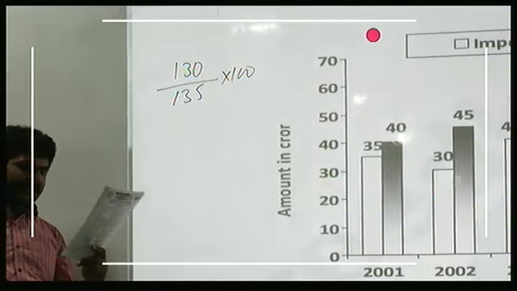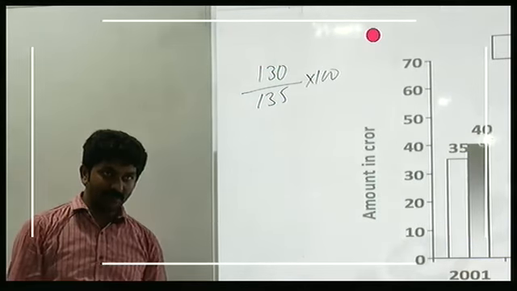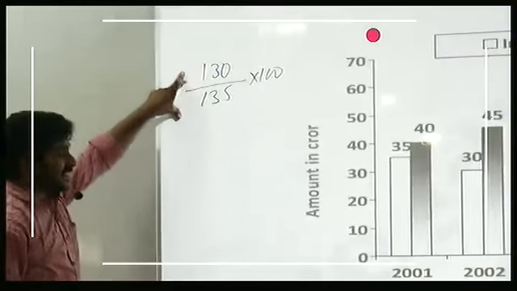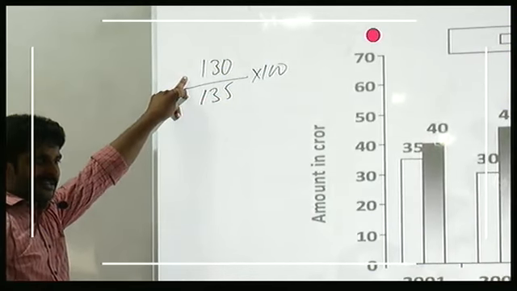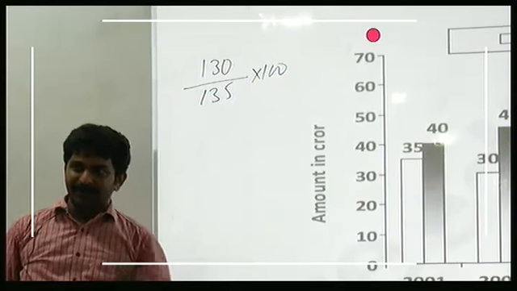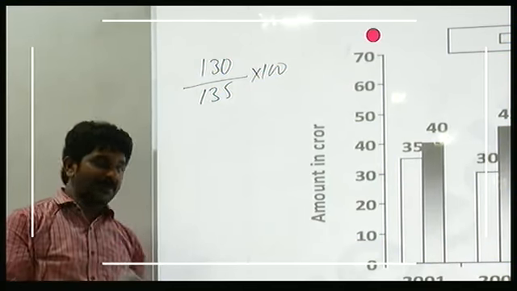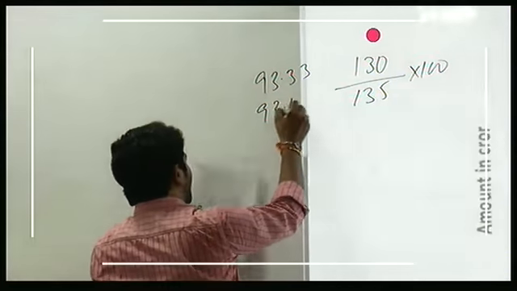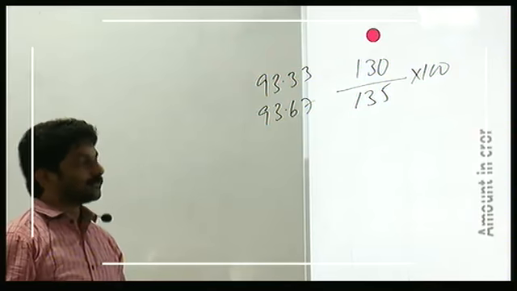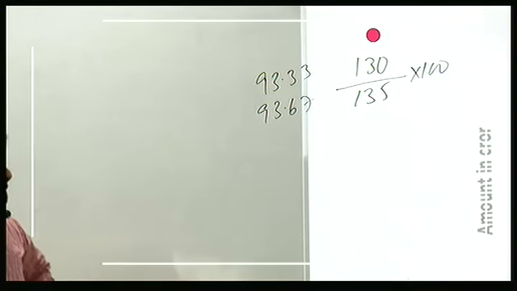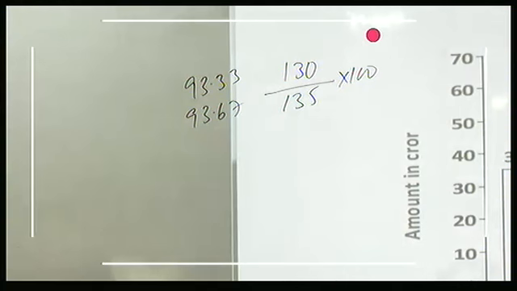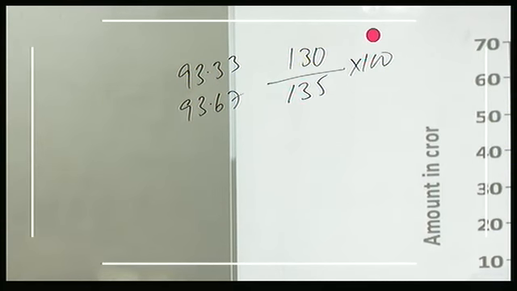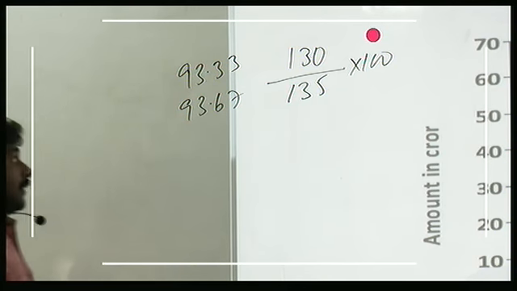Two numbers are very close to each other. Numerator is less than denominator. Answer is less than 100%. First two options cannot be your answer. Observe the remaining two. One is 93.33 and the other 93.67. Wow. You know that the answer is in the 90s.